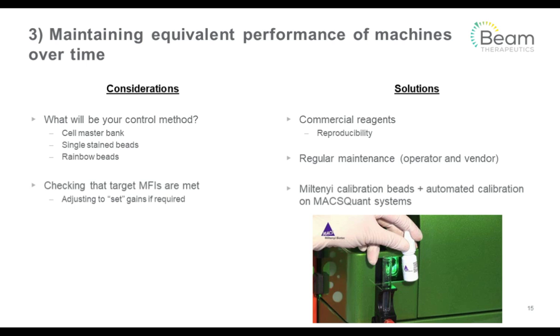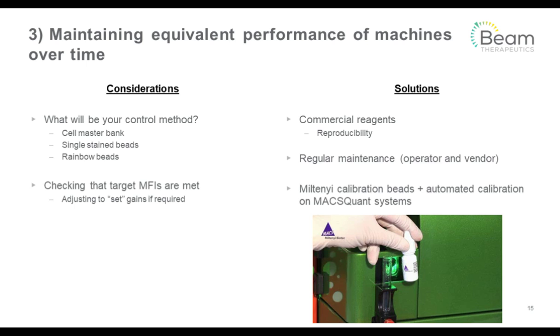The third area to ensure and optimize your flow cytometry assays is to maintain equivalent performance of your machines over time. So keep in mind what your control method is going to be. Are you going to use master cell banks? Are you going to use single stain beads or rainbow beads to then check those target MFIs that have been set and standardized and adjusted accordingly? Are you going to use commercial reagents?